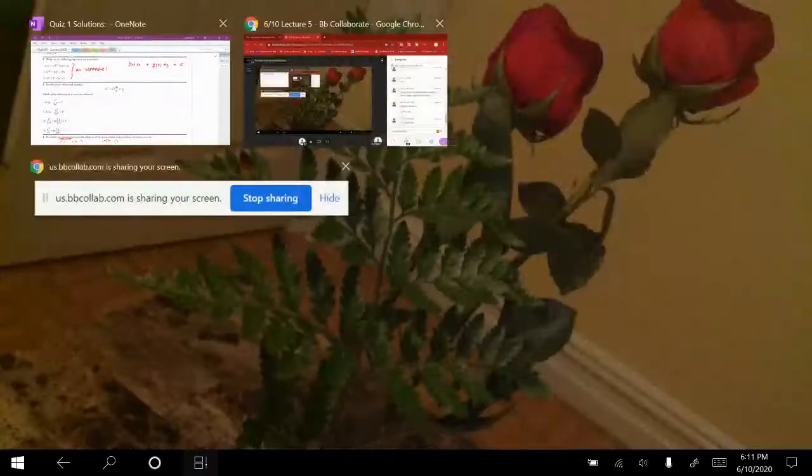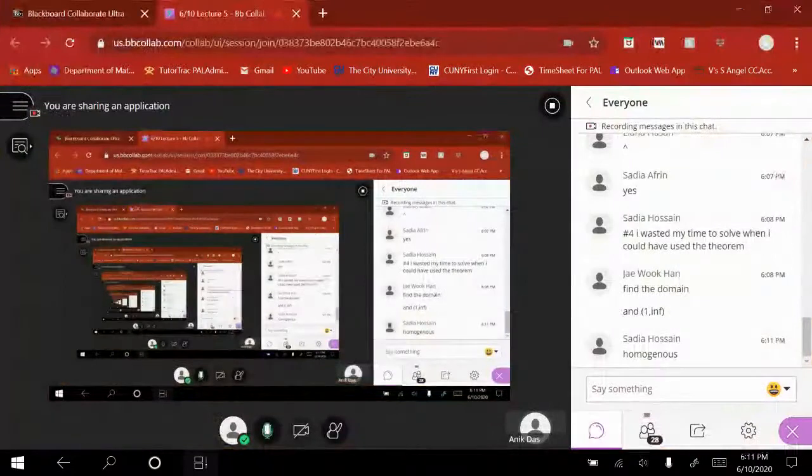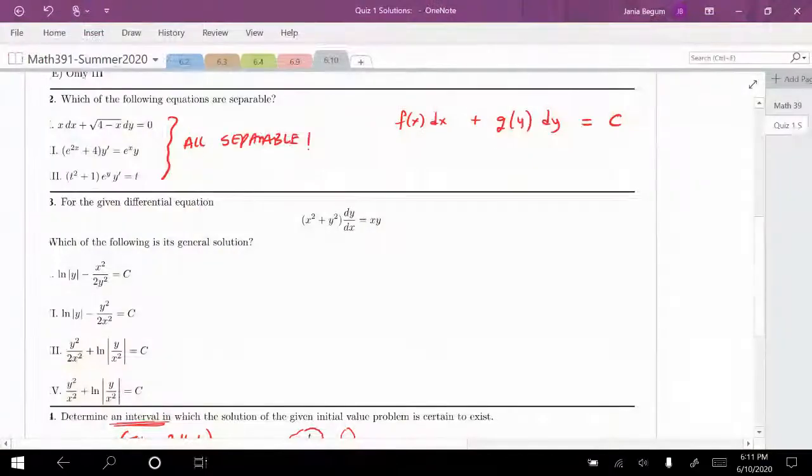So let's check this out. Right, so Sadia, you said it's homogeneous, and you're absolutely right. It's not separable. And then we talked about linear. It's not linear because we have y squared, so it's homogeneous. So I'm going to rewrite it. We have dy dx equal to xy over x squared plus y squared.